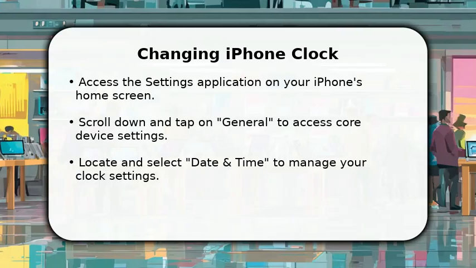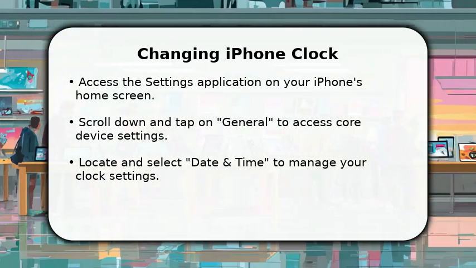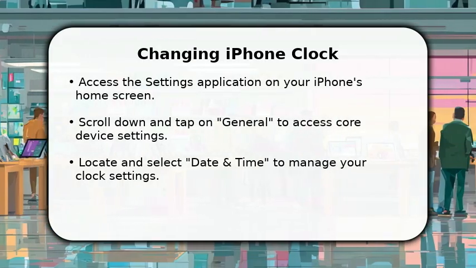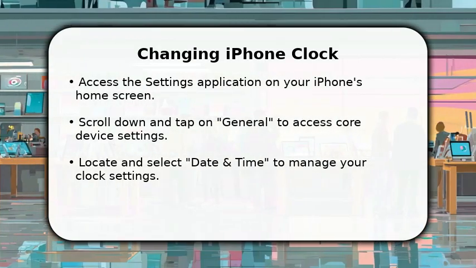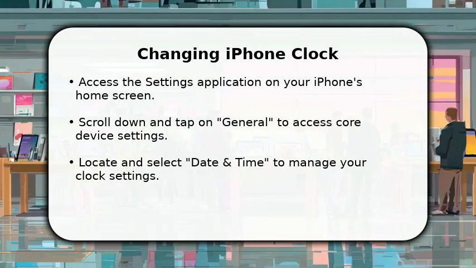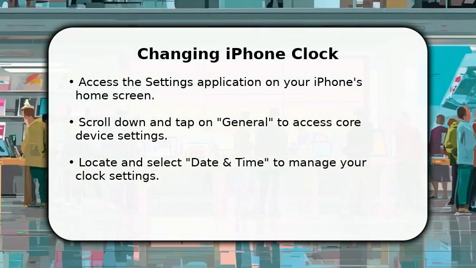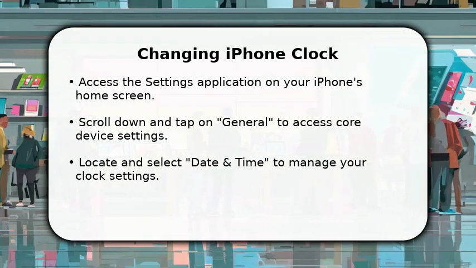In this video, I will explain how to change the clock in your iPhone. To begin, simply open the Settings app on your home screen. Once inside, scroll down a bit until you find the General option and tap on it. This section holds many core device settings. From there, look for and select Date and Time.